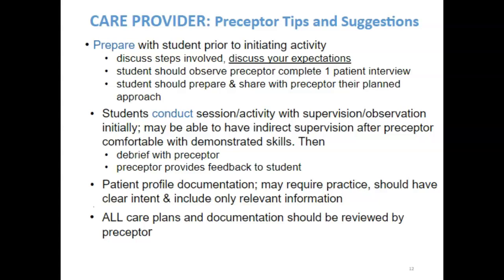Students should be documenting in the patient profile, but it may require some practice, so they may need some guidance with this. You may wish to have them write it out on paper first before you have them enter it into the system. And all care plans and documentation should be reviewed by you, the preceptor, to make sure that it is okay, because ultimately, again, these are first-year students.